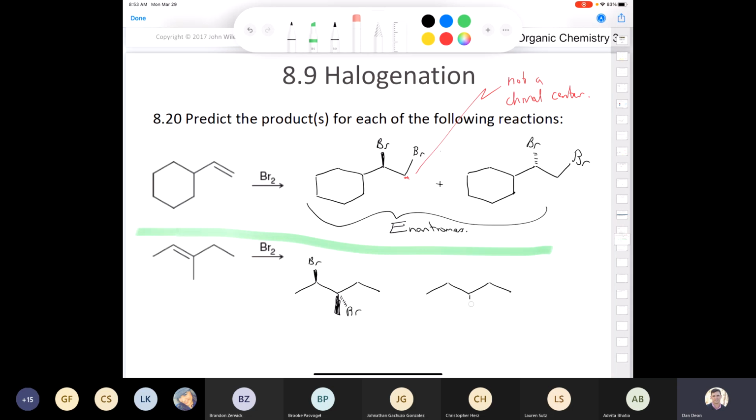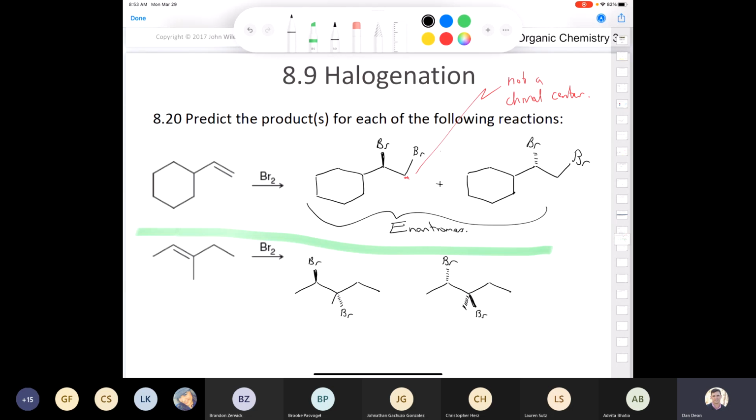And then in the next one, I'll try to make it a little bit cleaner. We have the bromine here pointing down, and then we have this bromine pointing up, and then we have the methyl group going down like that. All right, I'll try to tidy this one up. So we have the bromine pointing down.